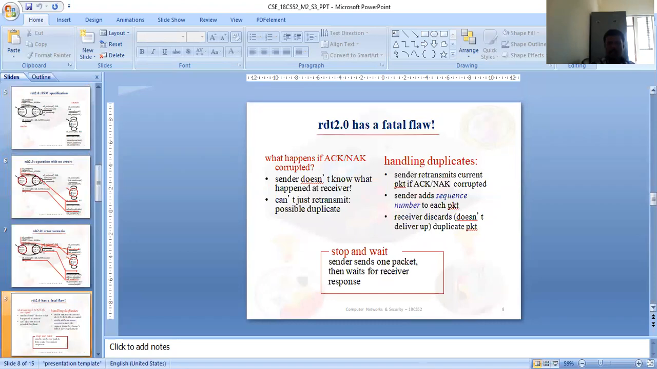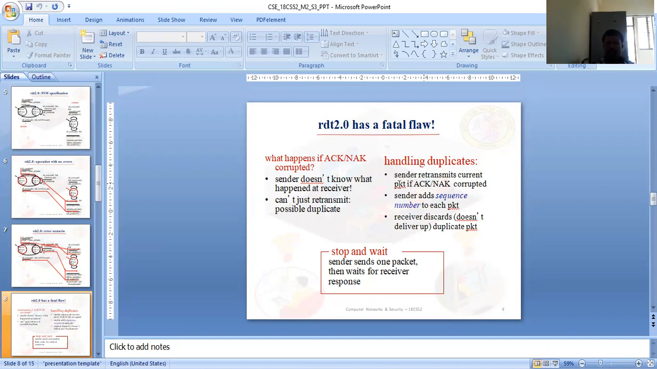This is the scenario. So RDT 2.0 has a fatal flaw. What happens if the acknowledgement or negative acknowledgement is corrupted? The sender does not know what happened at the receiver, whether the packet was corrupted in between or not. It can't just retransmit, because of a possible duplicate packet. So how do we handle duplicates?